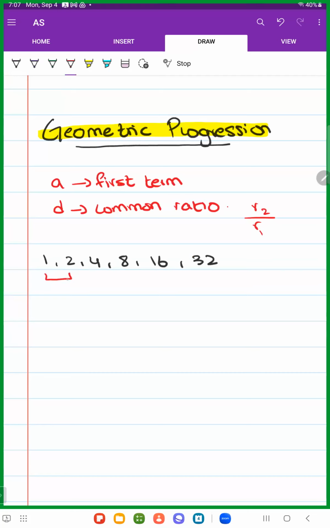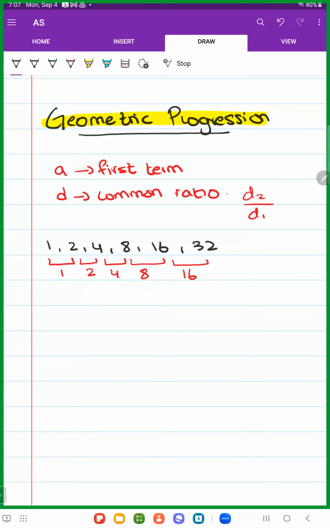We have a difference of 1 over here, then a difference of 2, then a difference of 4, then 8, then a difference of 16. Is the difference between the terms common? Is it the same difference? No, right? But we can obviously see that there is some kind of relationship, because it's a geometric progression. So how do we calculate this?